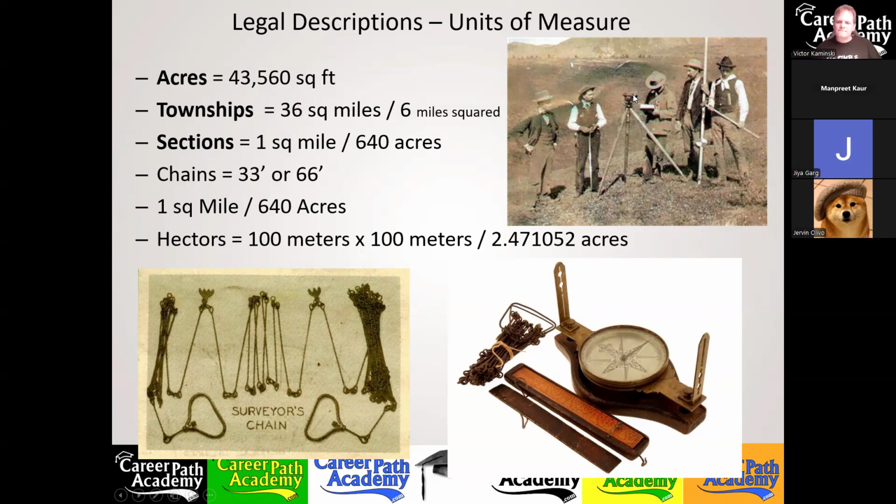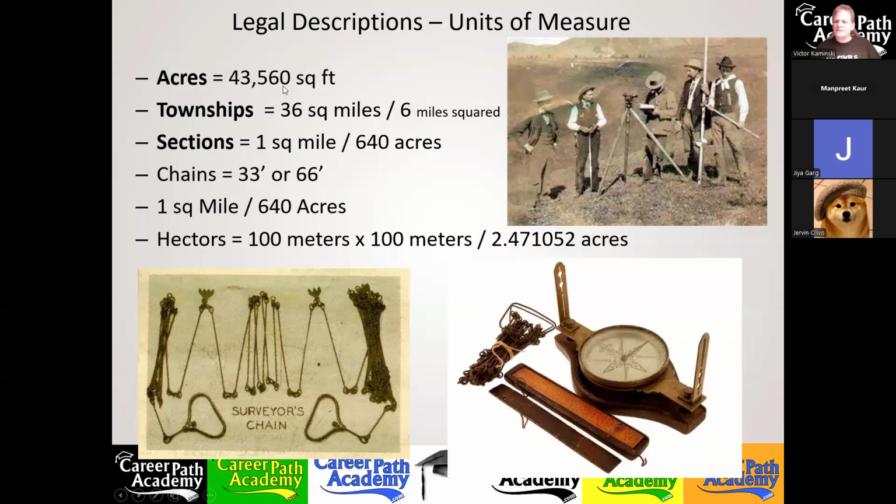But before they had some of that equipment, this is all that they used as well: a compass, a chain, a surveyor's chain, and I'm not exactly sure what that part is right there. But either way, the surveyors have been crossing our country, exploring and surveying the land since before we became a country. You've got the explorers, right? And then surveyors.